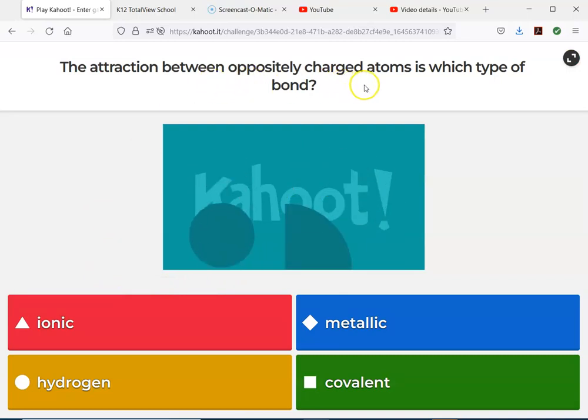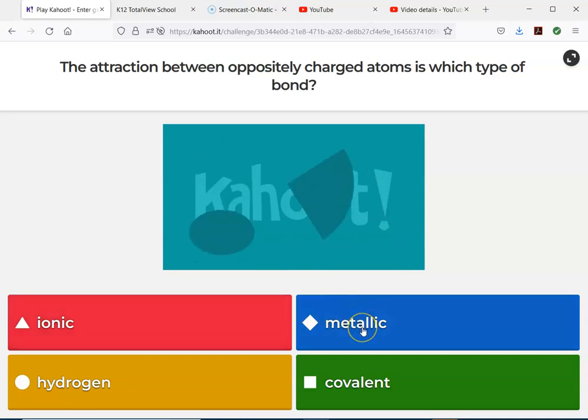Attraction between oppositely charged atoms. Is it ionic, metallic, hydrogen, or covalent? Because it's oppositely charged atoms, here they're talking about within the same molecule or crystal. That's why it's going to be an ionic bond, not a hydrogen bond. Oppositely charged atoms means one atom is positive and one atom is negative.